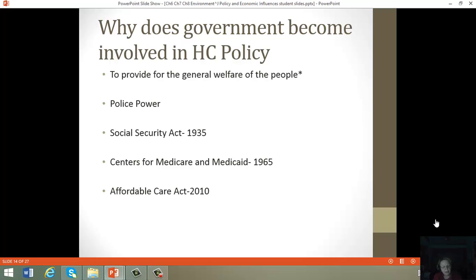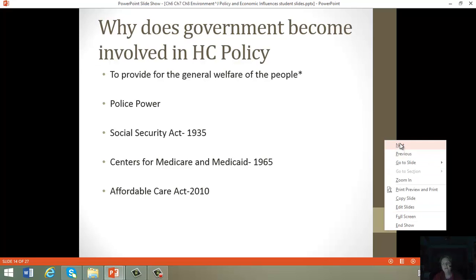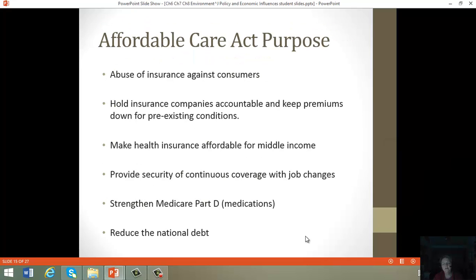And then the Affordable Care Act of 2010. And I just want to talk about that a little bit more because that is pretty important. It's going to have a big impact on your practice as you begin your nursing practice. And why do we have the Affordable Care Act? The purpose was because it was felt that there was abuse of insurance against consumers, that insurances were charging more and offering less, and it was to contain cost. Therefore to make money. That at least is the impression.